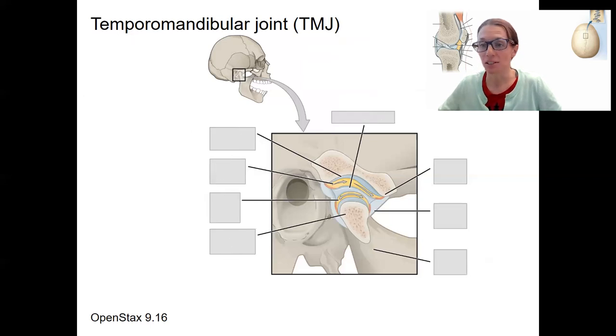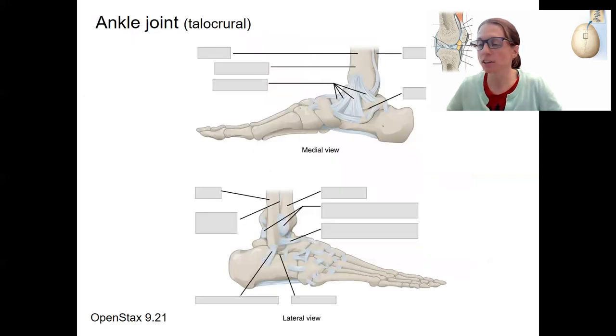Okay, the next joint is the ankle joint. And specifically, this is called the talocrural joint because we're talking about the articulation between the crural region. This is the tibia, and the little bone here is the fibula. So in this case here, here's the tibia. This is the lateral view, and the fibula is the little one. It's on the lateral side. This is the crural region.